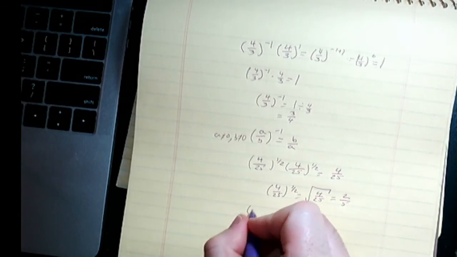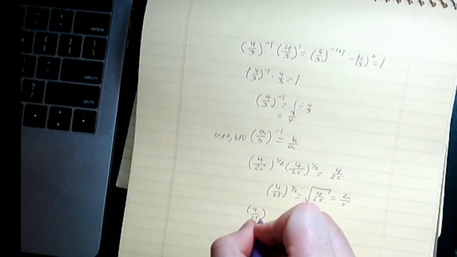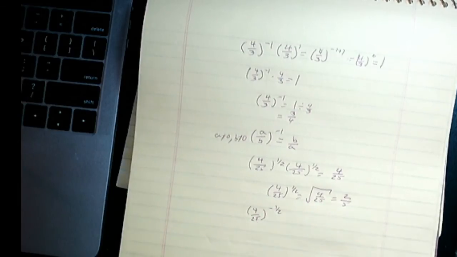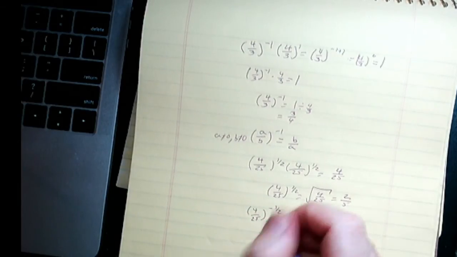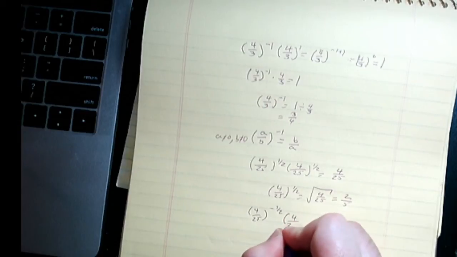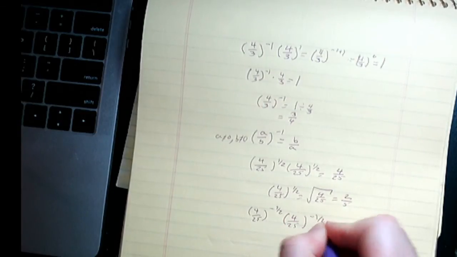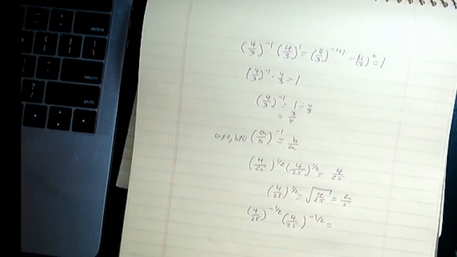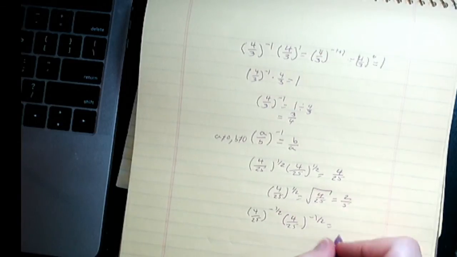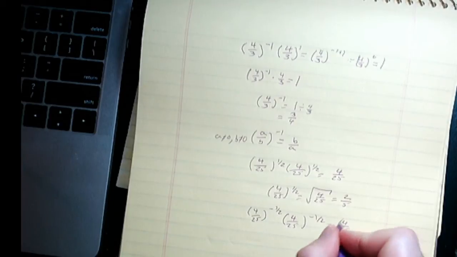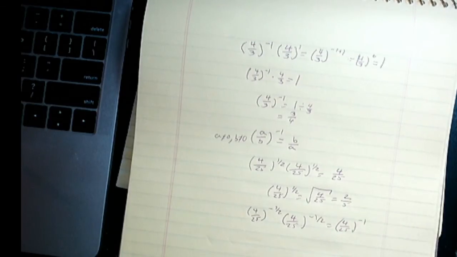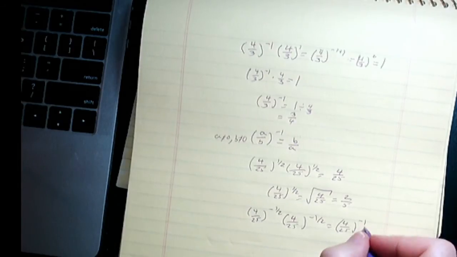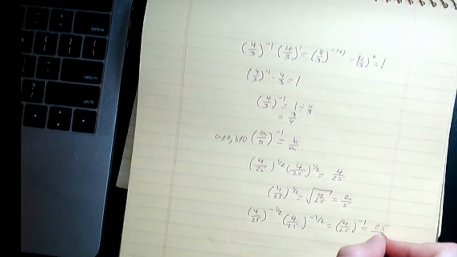What's 4/25 to the -1/2? Well, it's that thing that if I multiply it by itself, I get 4/25 to the -1 plus 1/2 plus -1/2, which is 4/25 to the -1. But I know what that thing is. We just worked it out up here. A fraction to the -1 is just the reciprocal, 25/4.